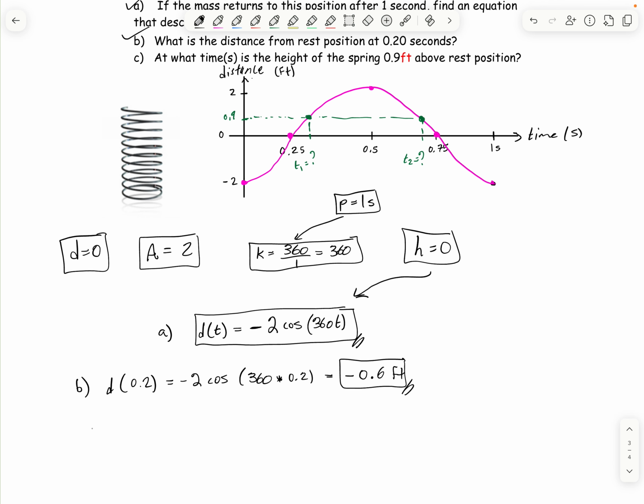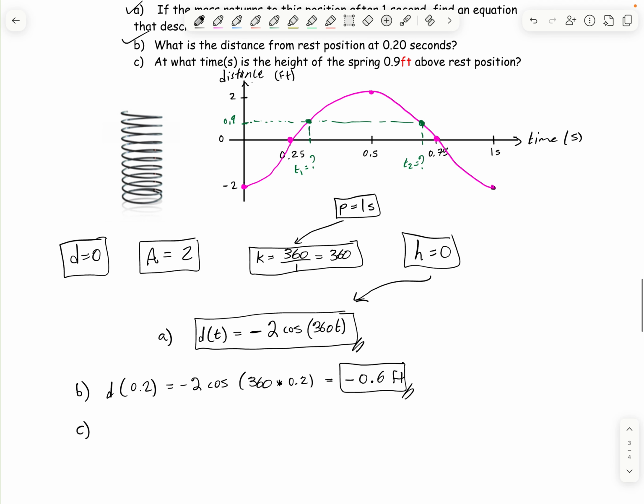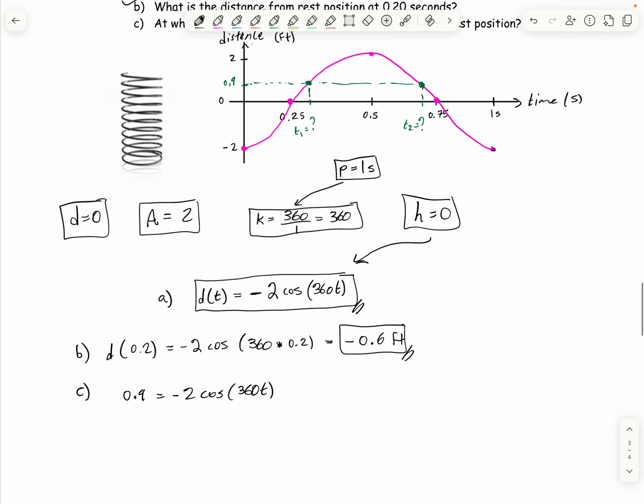So for part C, since the height of the spring is 0.9 feet above rest position, that means positive 0.9. So we set d of t equal to 0.9. So 0.9 is equal to negative 2 cos 360t. Okay, so I'm going to divide both sides by negative 2. So I get negative 0.45 is equal to cosine of 360t.